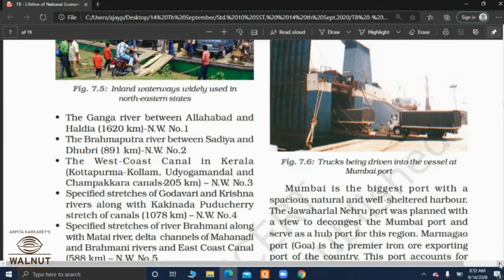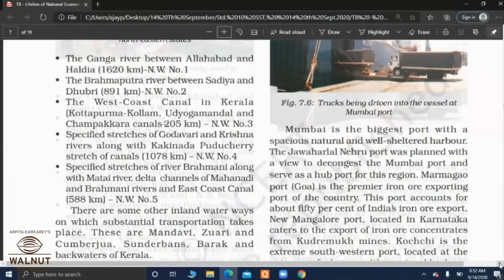Then specified stretches of Godavari and Krishna rivers along with Kakinada-Puducherry stretch of canals, 78 kilometers. That is national waterway number 4. Specified stretches of river Brahmani along the Mattai river delta, canals of Mahanadi and Brahmani rivers and the East Coast Canal, the length is 588 kilometers, that is national waterway number 5.